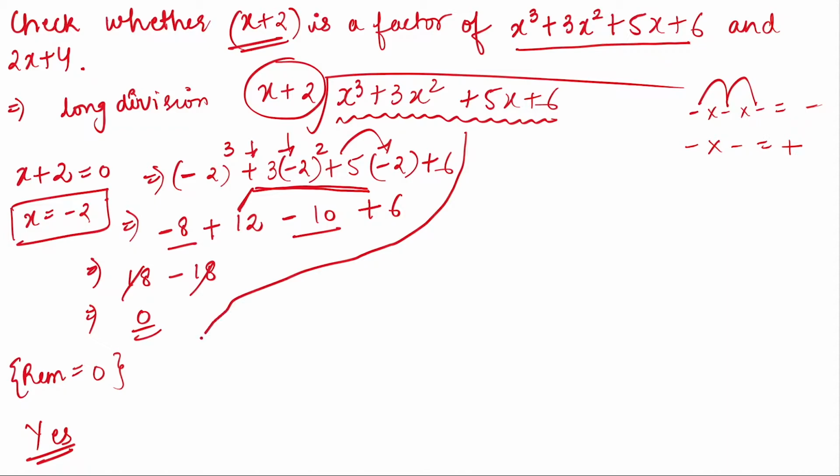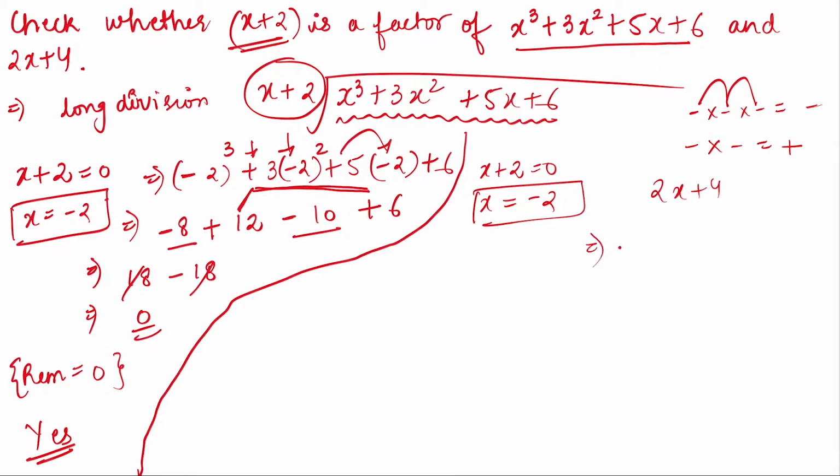Now same thing we are going to do to check whether x plus 2 is a factor of 2x plus 4. We are going to put the 0 of x plus 2, that is minus 2, in 2x plus 4. If we get remainder as 0, we will say that x plus 2 is a factor of 2x plus 4 as well.